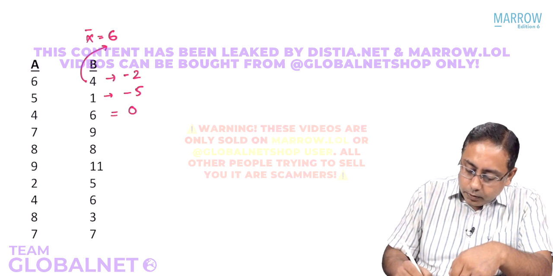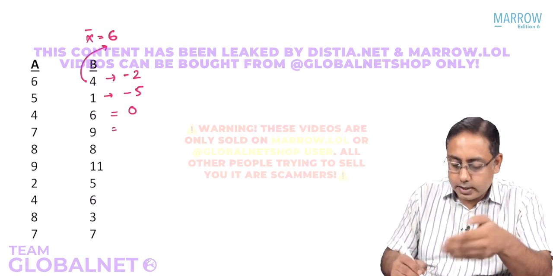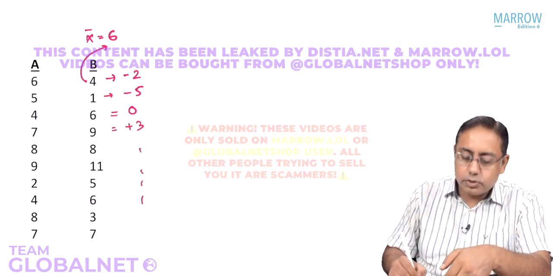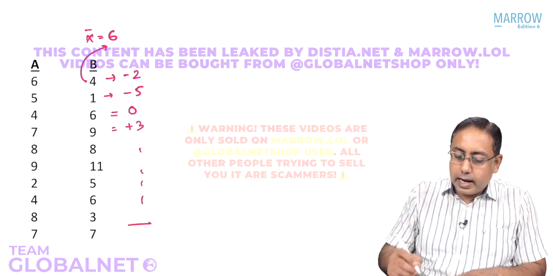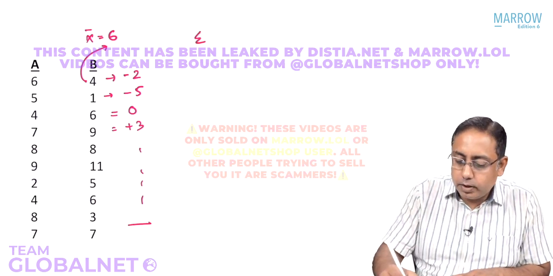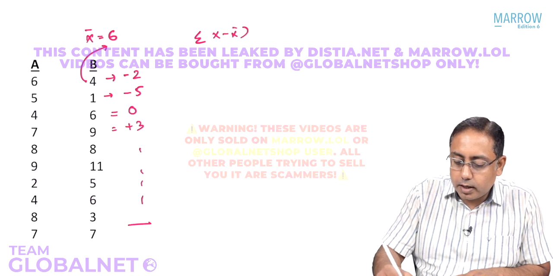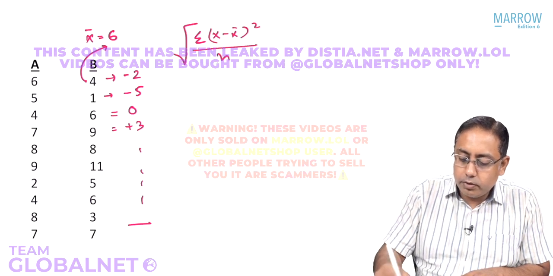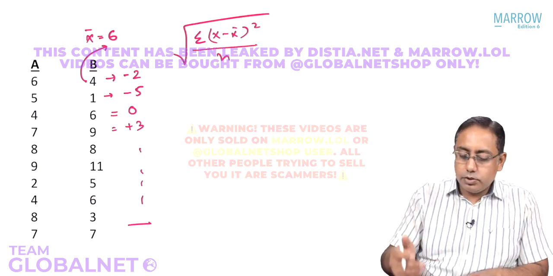9 will be deviating by plus 3, and so on and so forth. So now you add them. That is what the formula is. You remember summation x minus x bar whole square divided by n. Then you do under root. So that means you should add them?